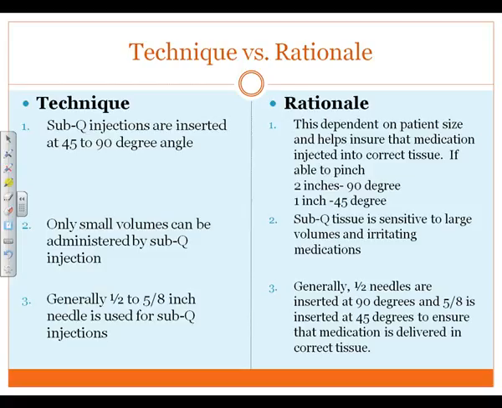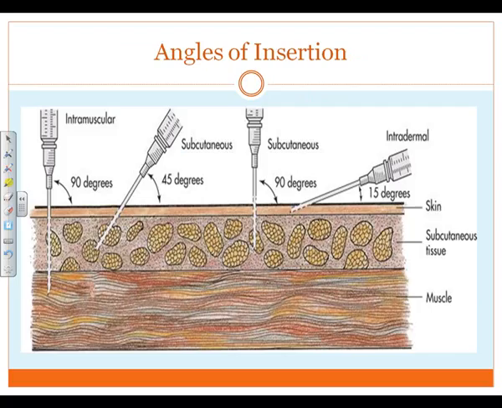This is the same thing we've already been over. There's your angle, just to give you a reference point as to what I'm talking about. These two are your sub-Q injections. This would be a 90 degree angle, still gets you in the sub-Q tissue. This is a 45, lands you in about the same spot. Okay.